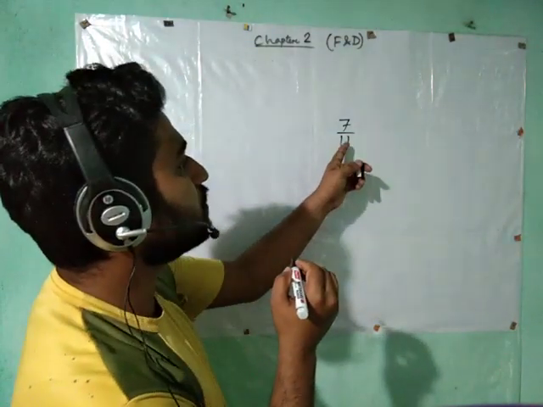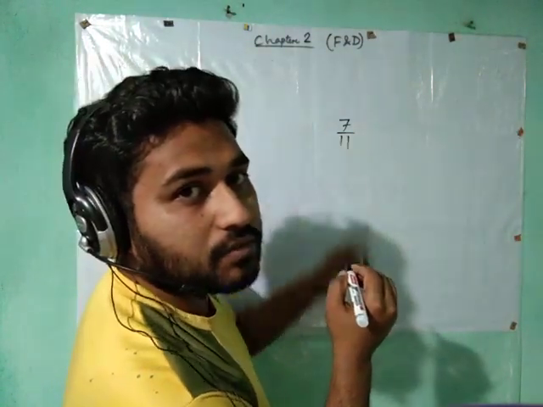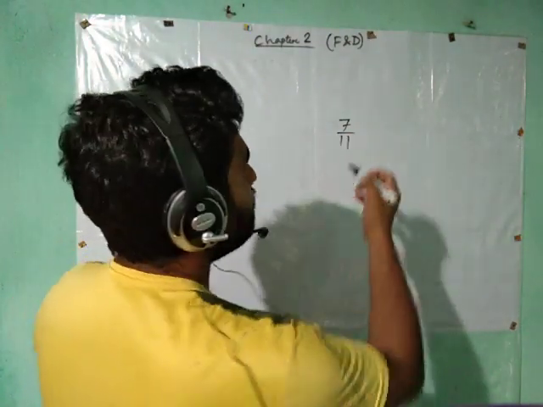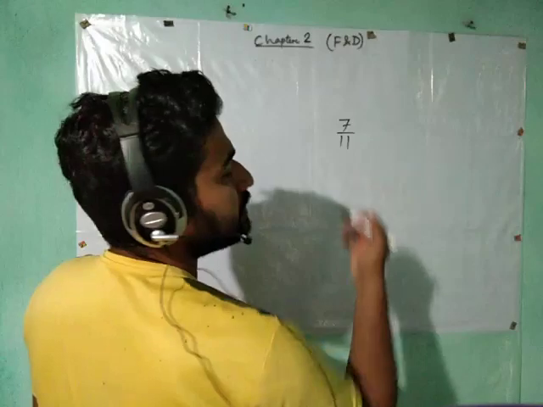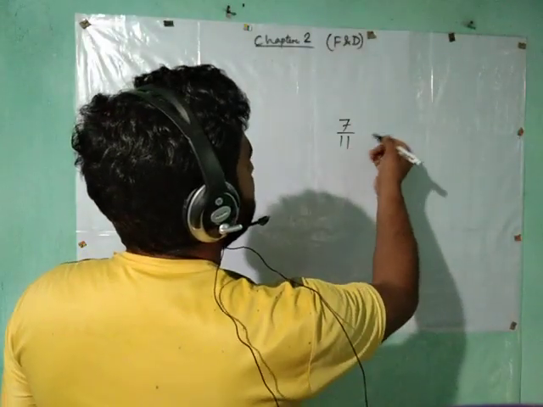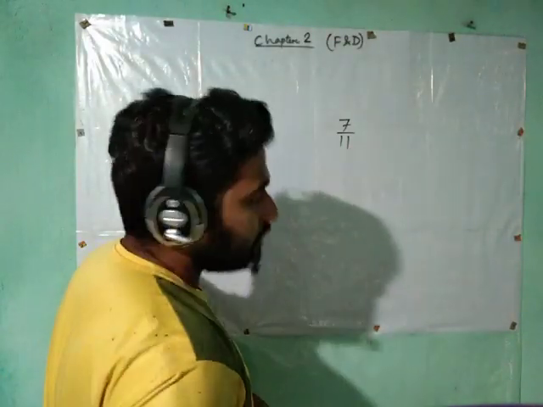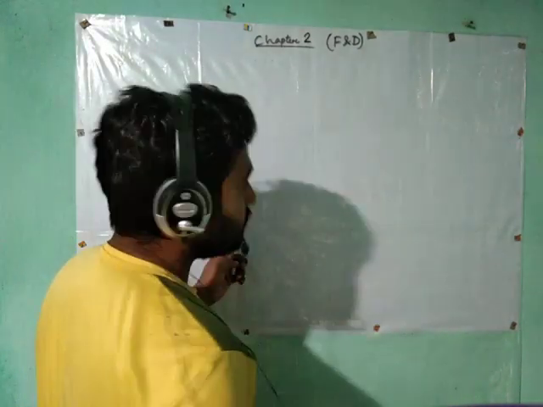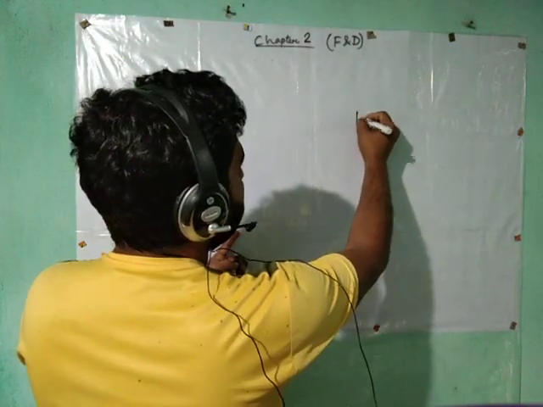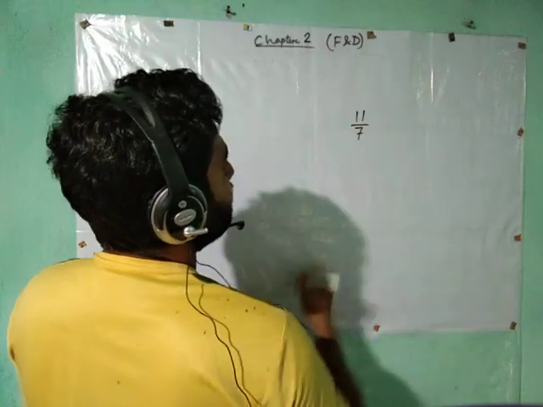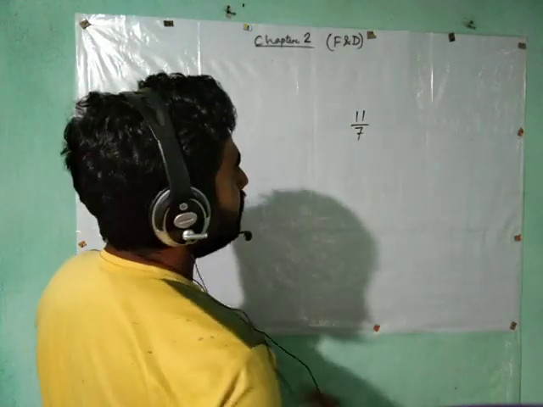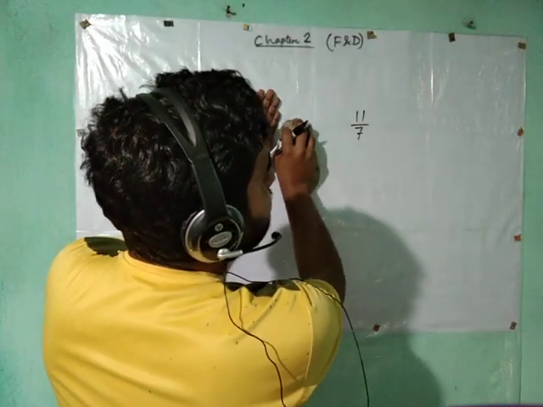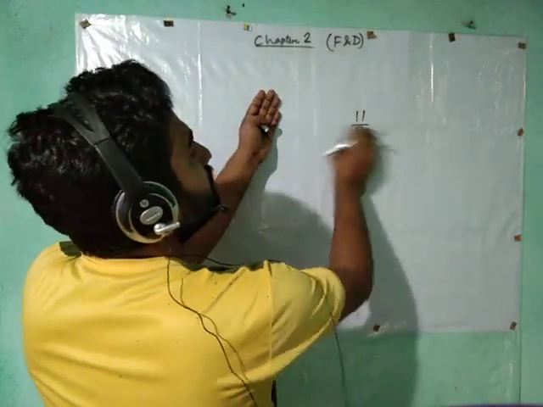Some of you have shown me the mistake. Actually it was an unwanted mistake, but no need to worry. The example of an improper fraction will be 11 by 7. Okay, I hope all of your doubts have been cleared right now. Okay, thank you.